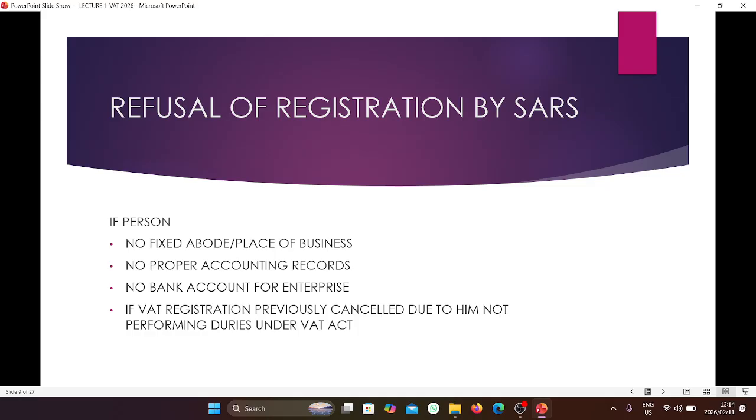Refusal of registration by SARS. So sometimes SARS can say, okay, you want to register for VAT, but you can't register for VAT, right? Why would they refuse you to register for VAT? That will happen if a person has no fixed abode, no fixed place of business, there's no proper accounting records, there's no bank account for the enterprise, or if the VAT registration was previously cancelled due to him not performing duties under the VAT Act. So if these things apply, SARS will say, you can't register for VAT because you don't have proper accounting records. Therefore, we are not sure about whatever amounts you're making.